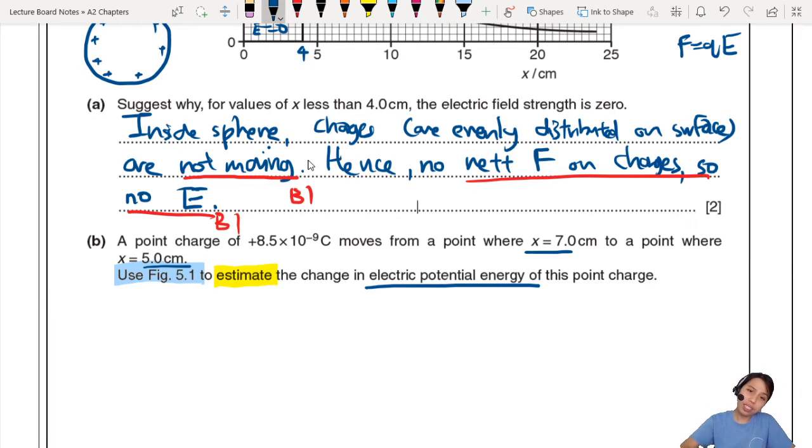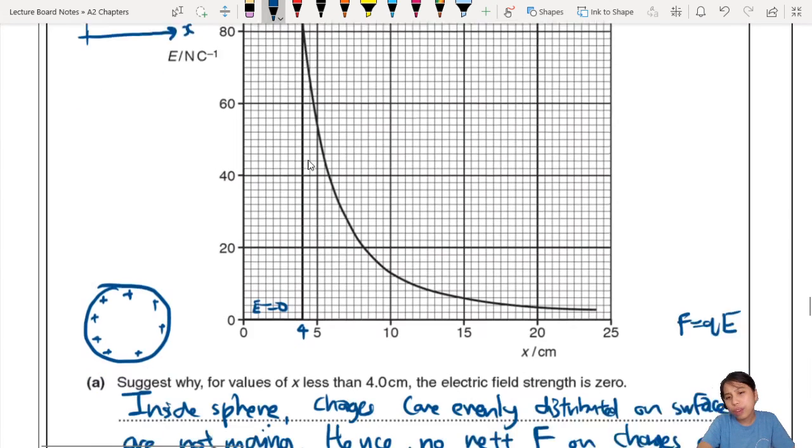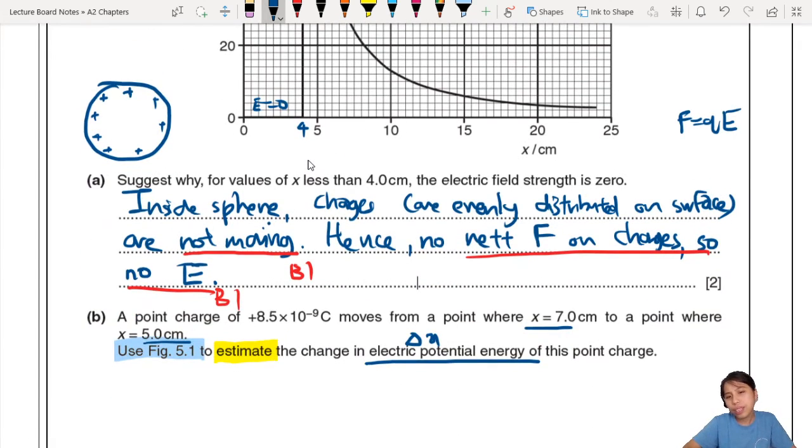Electric potential energy is U, delta U. But this is a graph of E. How on earth are we supposed to find U? How are they related? This is the part where you gotta think a little bit. How is electric field and electric potential energy related? Look back at your notes. Look back at the theory section from before.